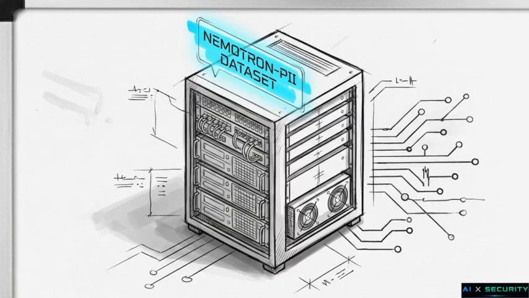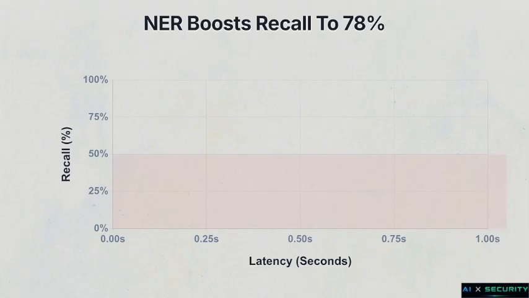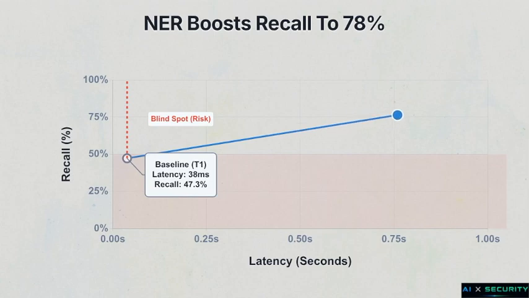To measure the operational viability of this local pipeline, the system was benchmarked against the Numatron PI dataset, tracking precision, recall, and total processing latency. This chart maps that performance. Down here in the bottom left is the minimal baseline configuration, relying almost entirely on deterministic rules. It executes in just 38 milliseconds, but yields a recall of only 47.3%. That means deterministic rules alone fail to identify over half the sensitive entities.